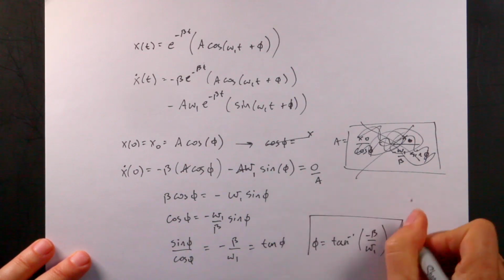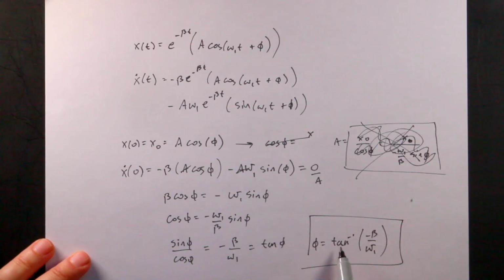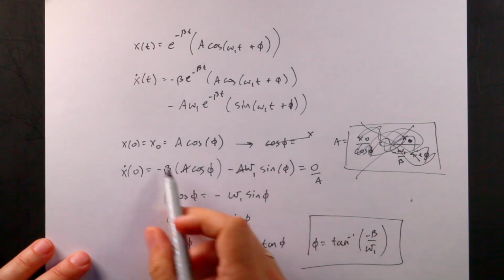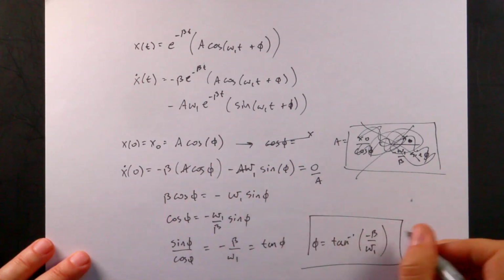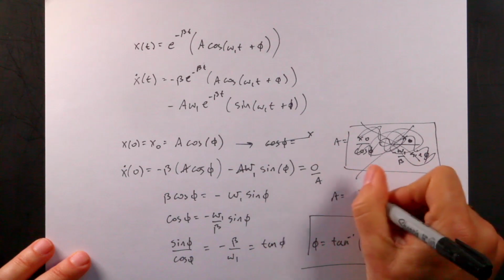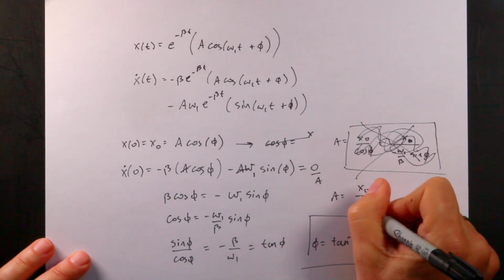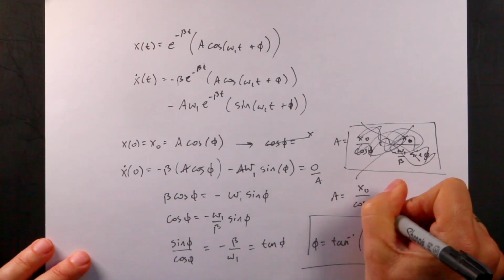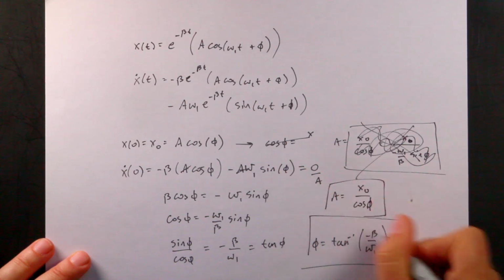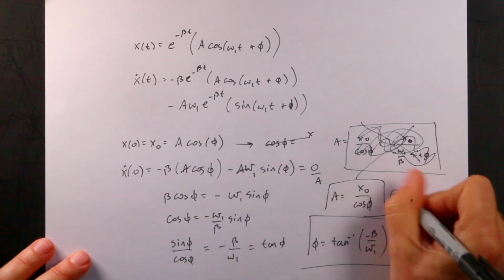So I have phi. Now I can go up here and calculate A. So A is going to be equal to x0 over cosine of phi. So you've got to calculate the phi first and then calculate A.